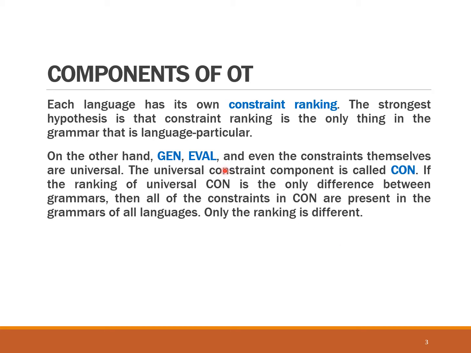The universal constraint component is called Con. If the ranking of universal Con is the only difference between grammars, then all the constraints in Con, or lexicon, are present in the grammars of all languages. Only the ranking is different. So Con also represents the thing called constraint, and the constraints are there in the mental lexicon. So it has a double meaning actually.